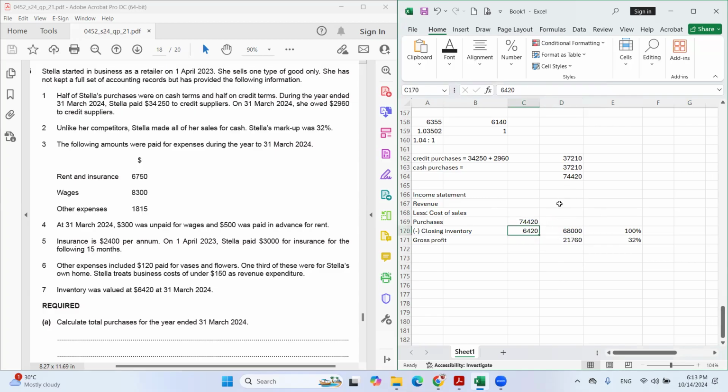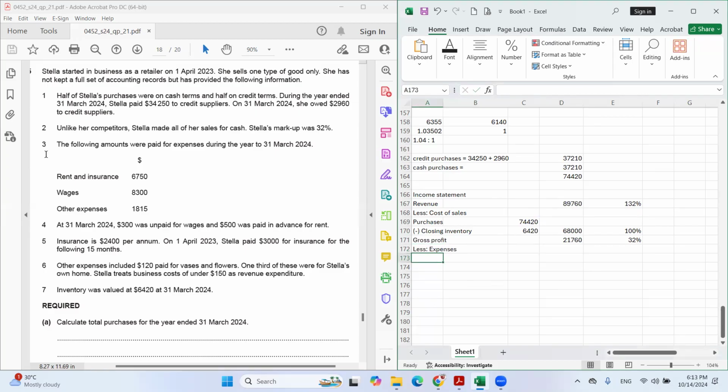So how are we going to find the revenue? Take these two amounts plus together. Okay, because this one is 132% actually. Now next is the expenses, less expenses.